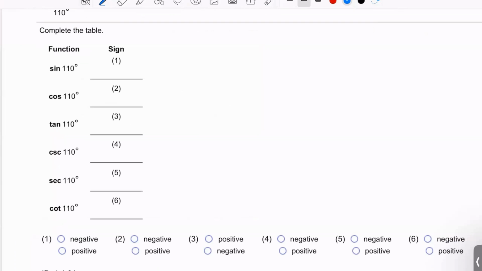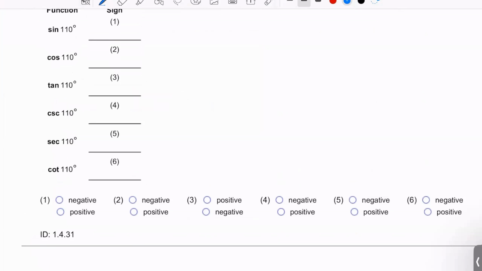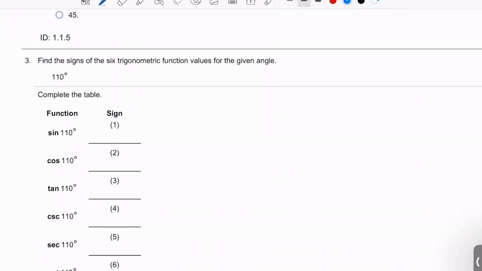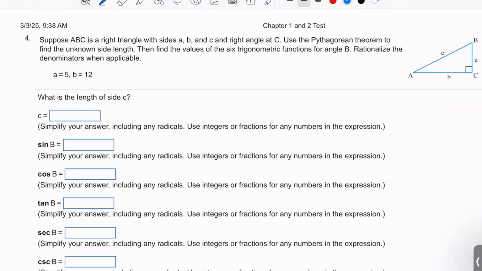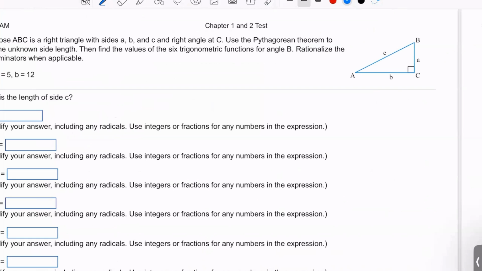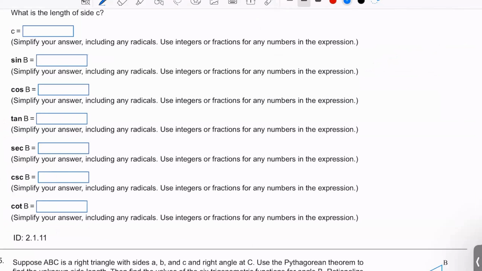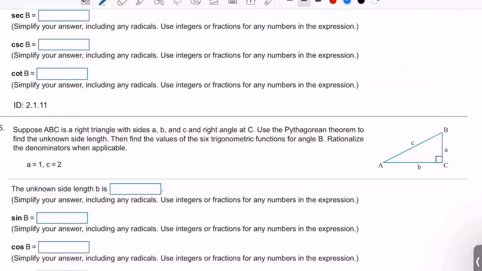Okay, so we are going to just do a few problems from the actual test model. Number 4, I believe I did some of those yesterday, just finding missing sides, and then we talked about doing the 6 trigonometric functions. So number 4 and number 5 are similar. So I'll do number 5.